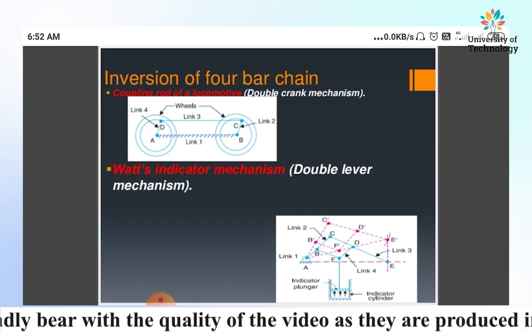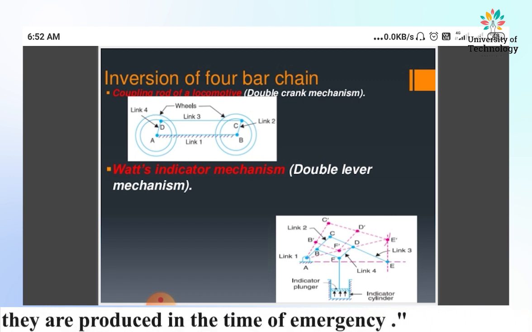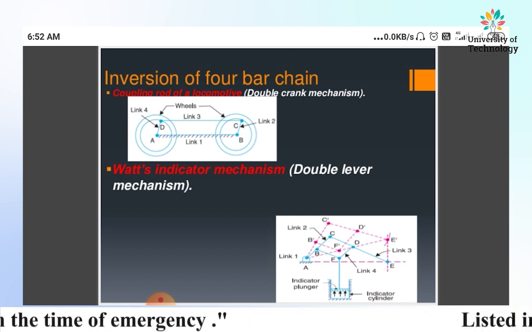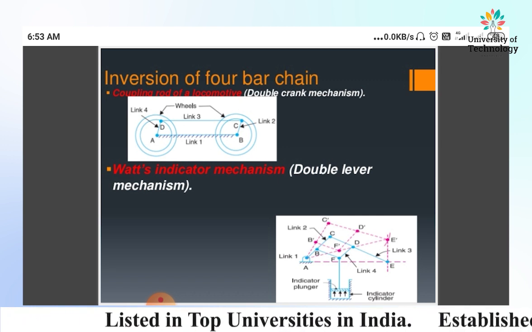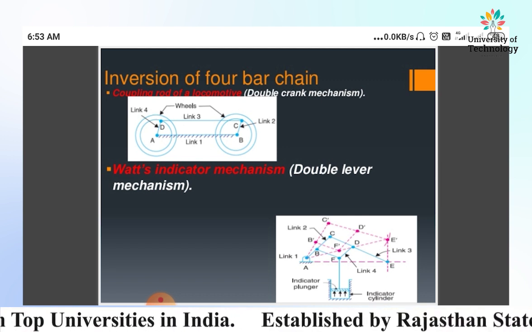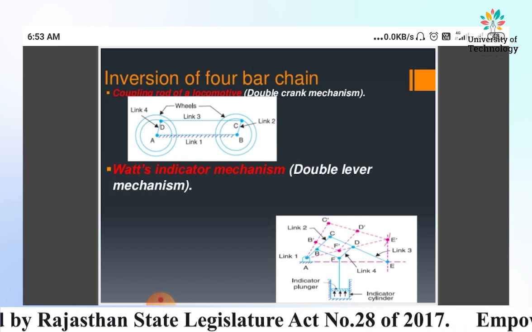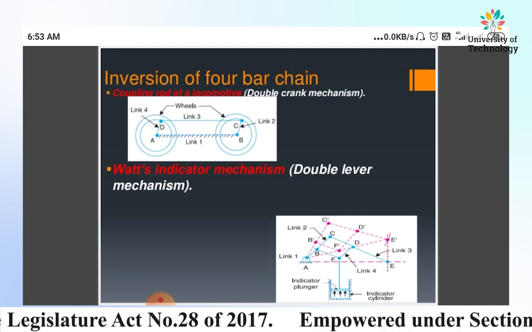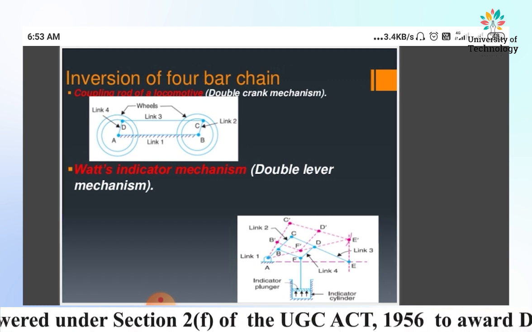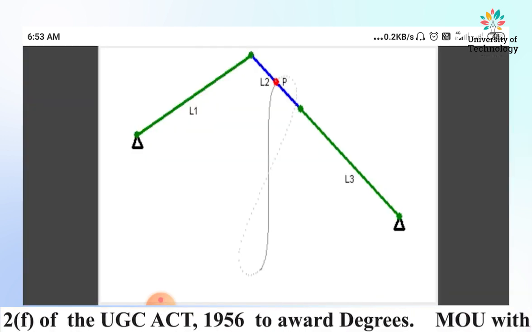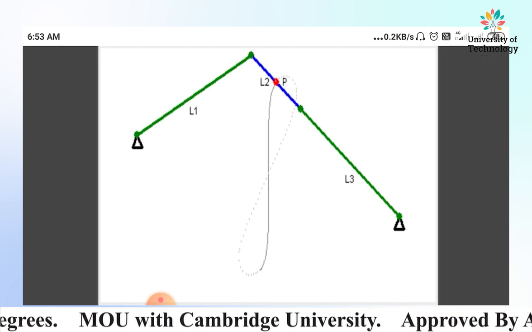The next is the watt indicator mechanism, which is also called the double lever mechanism. In this, two levers are used to convert oscillating or rotary motion into reciprocating motion, as explained by the line diagram.